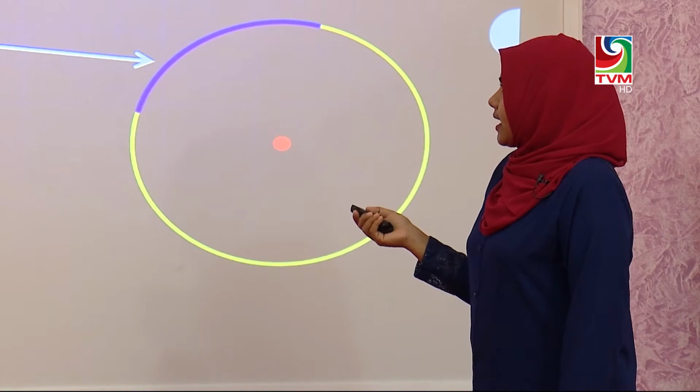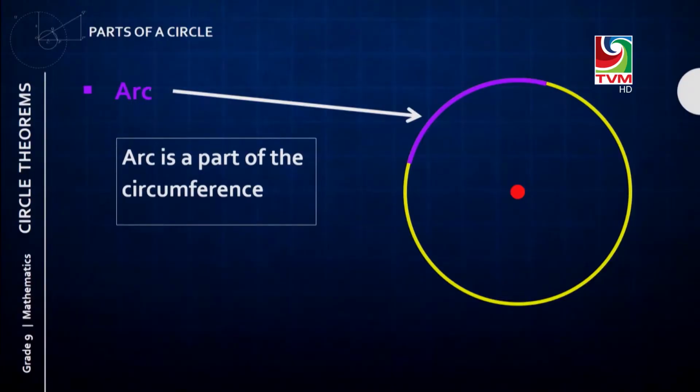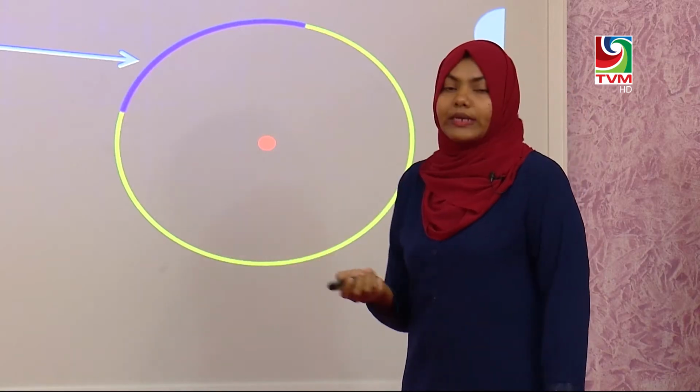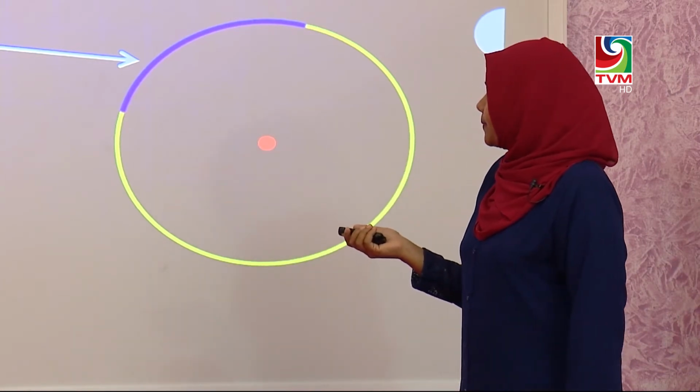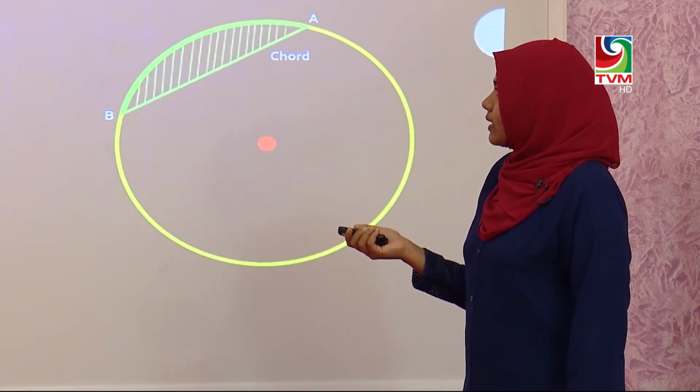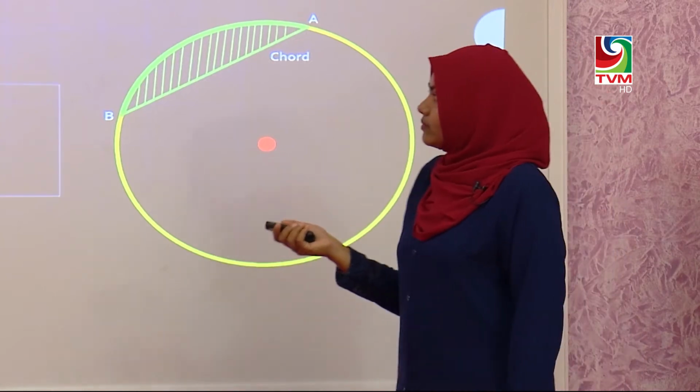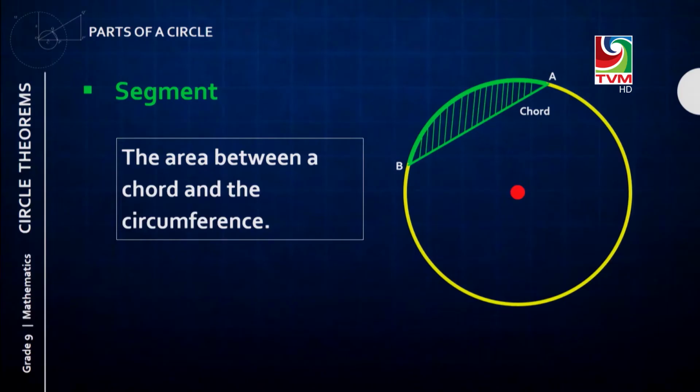The next is arc. Arc is a part of the circumference. It can be from any part of the circumference or perimeter, if you mark it from any point on the circumference. Segment. The area between a chord and the circumference.